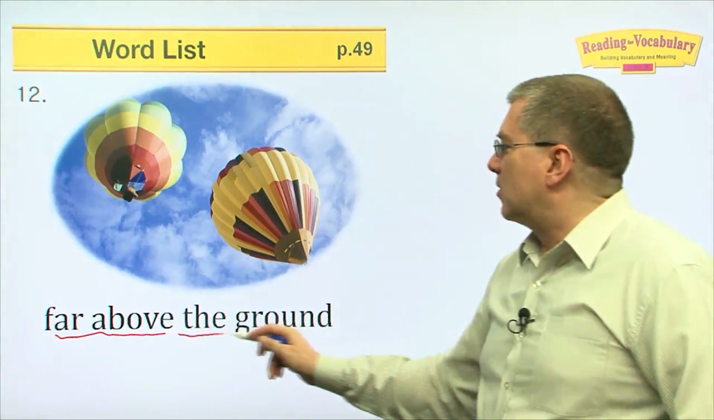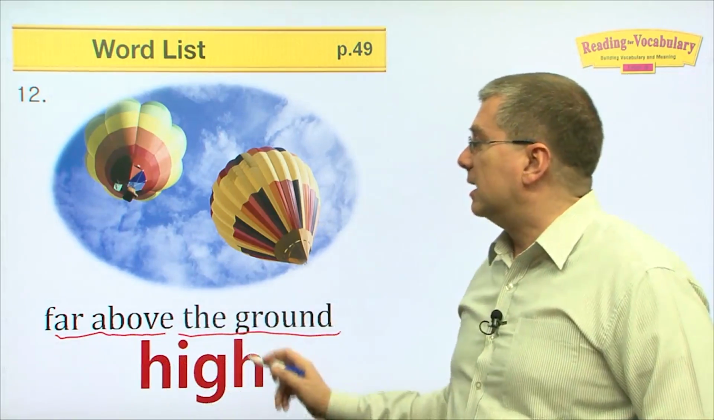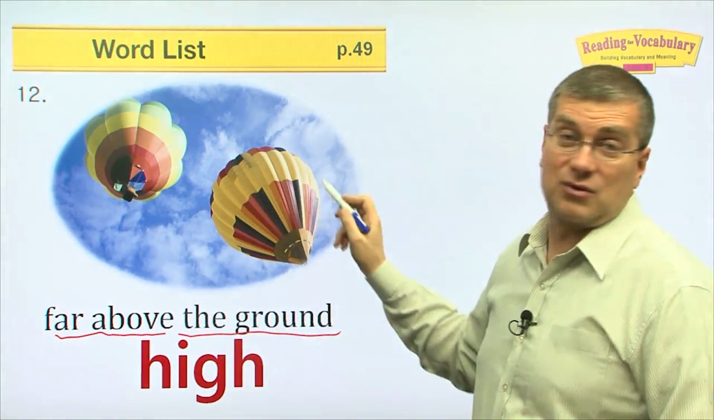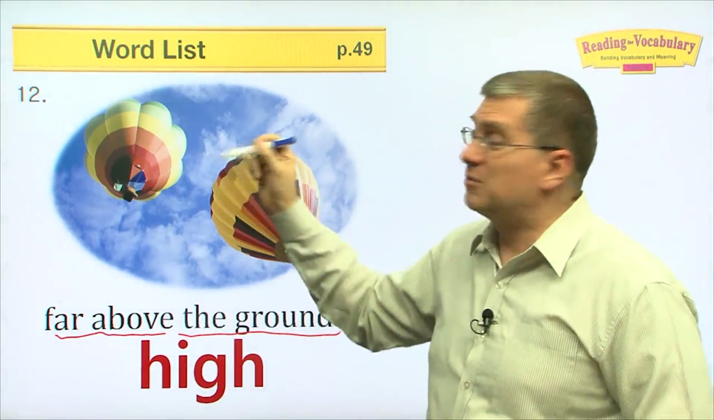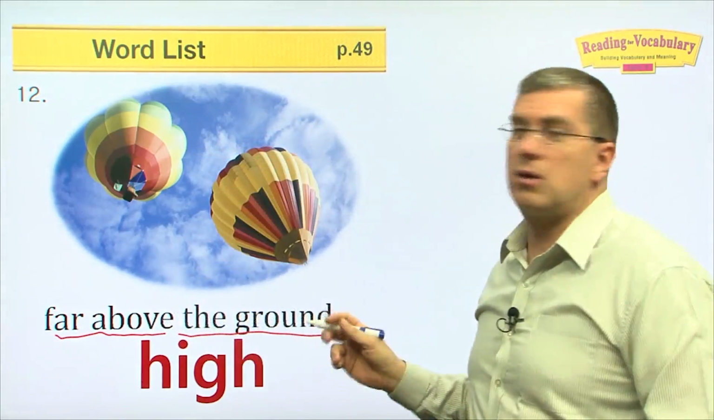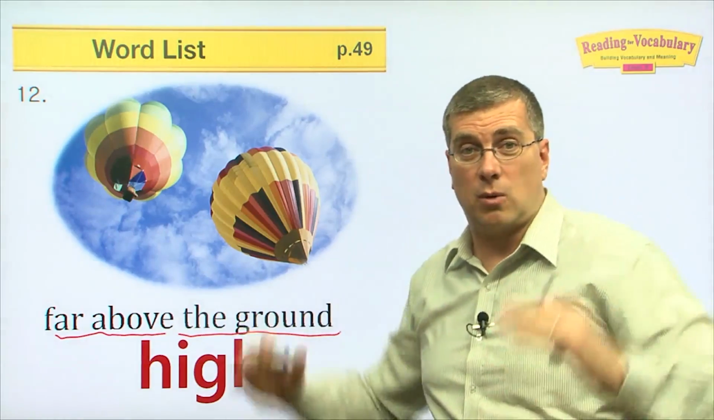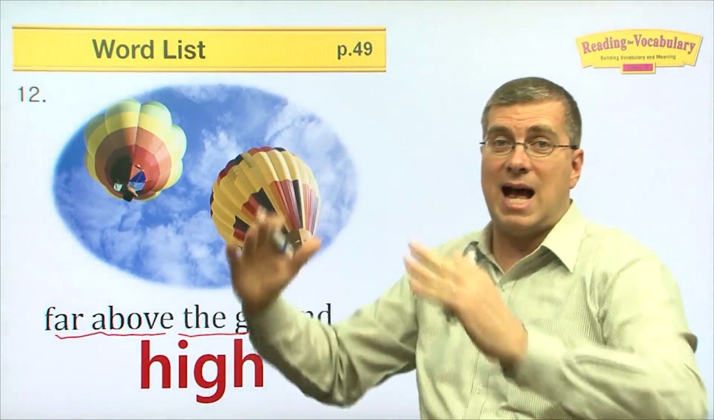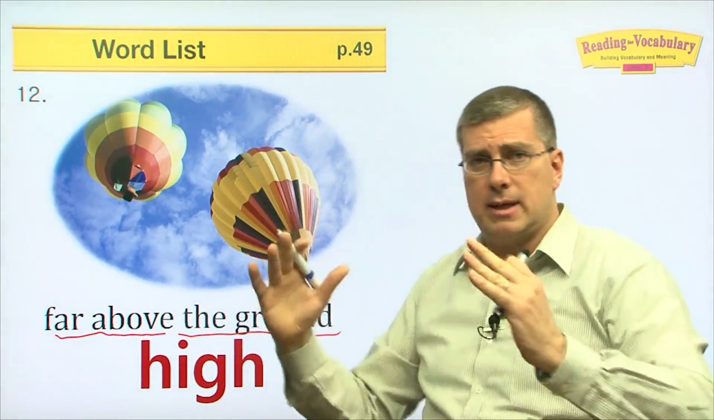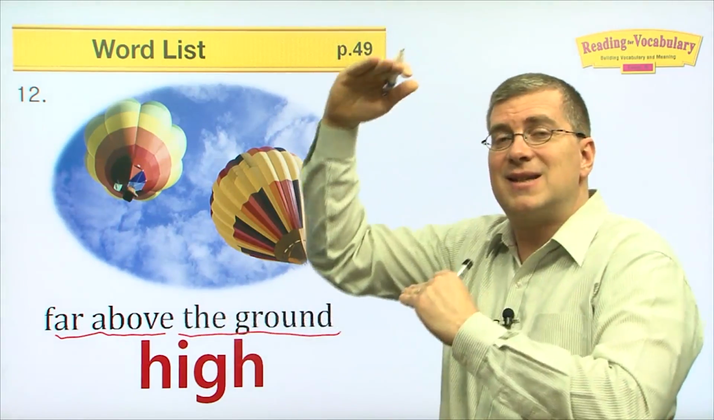Far above the ground. Far above the ground is high. These balloons, that looks really cool, by the way, right? These balloons are high in the air. They're far above the ground. They're very high. Like that mountain we talked about before, the mountain is really high. The hills are lower than the mountain. So something that's far above the ground is high.